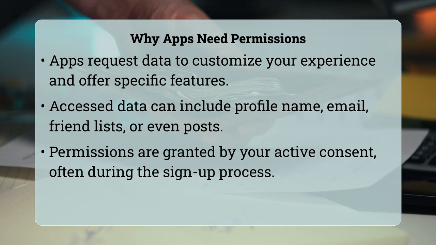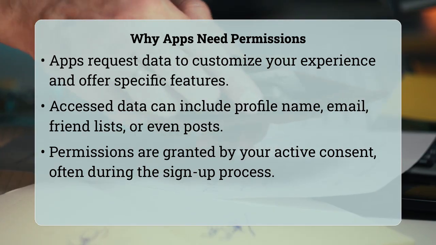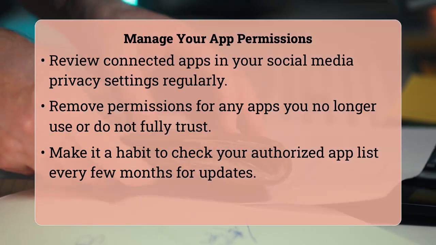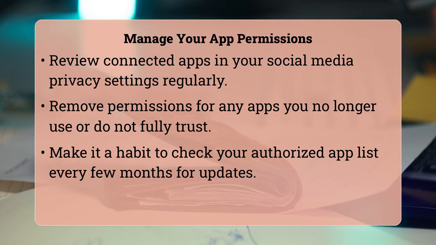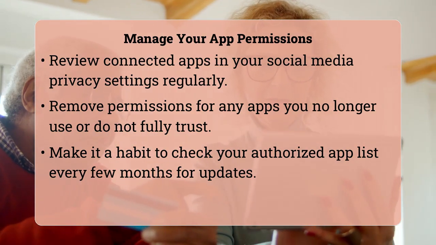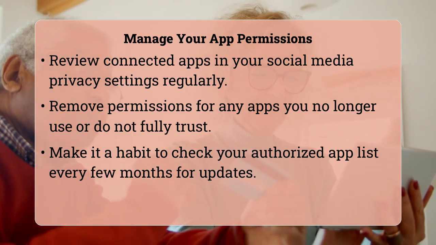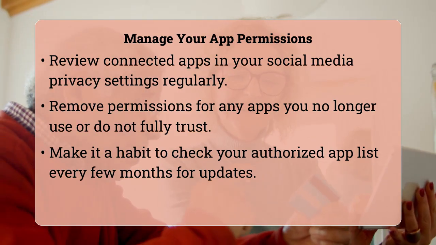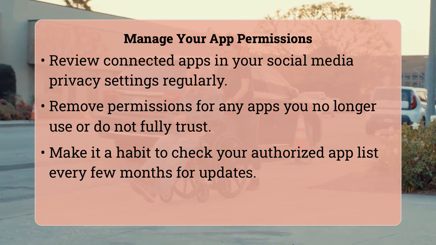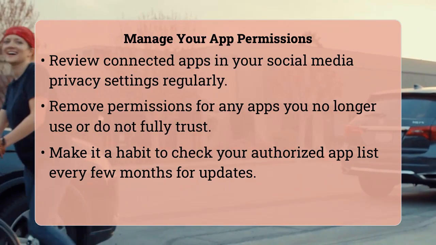To manage what apps have access, you will need to regularly check the privacy settings within each of your social media accounts. For example, on platforms like Facebook and Google, there is usually a section dedicated to connected apps or third-party applications. Here, you can review a list of all the services you have authorized, see the specific permissions each one has, and revoke access for any apps you no longer use or do not trust. Make it a habit to do this every few months, as apps can sometimes update their permission requests, or you might simply forget what you have authorized over time.